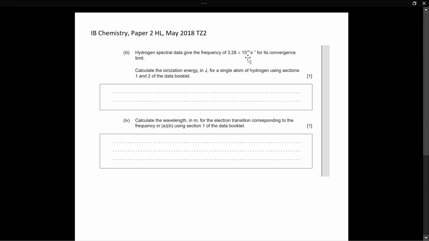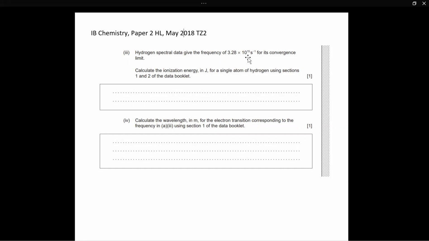In this video, we're going to be taking a look at a question from the IB Chemistry Paper 2 HL from the May 2018 batch, time zone 2. The question says: hydrogen spectral data give the frequency of 3.28 times 10 to the power of 15 for its convergence limit. Calculate the ionization energy in joules for a single atom of hydrogen using sections 1 and 2 of the data booklet. This concept is taught in topic 2, in case you're wondering.